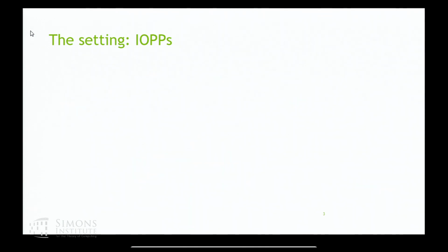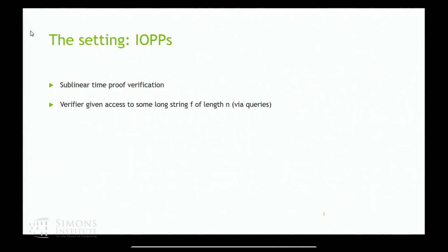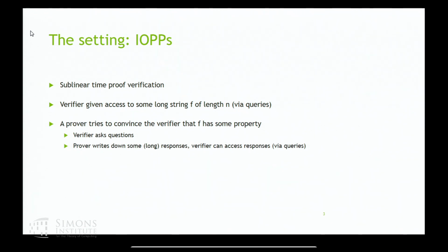Good. So a few slides on what the setting is. The setting is IOPPs, interactive oracle proofs of proximity. And the setting is for sublinear time proof verification. There's a verifier who has access to some string f. That's a long string f. The verifier hasn't even read the whole string, just gets to poke it at a few places. And a prover tries to convince the verifier that f has some property.